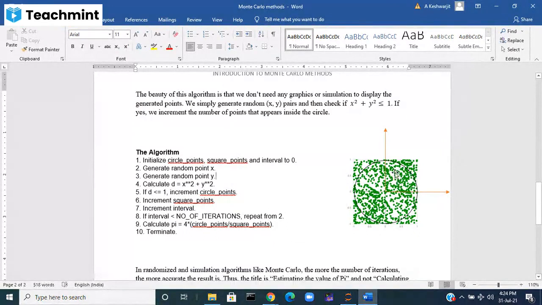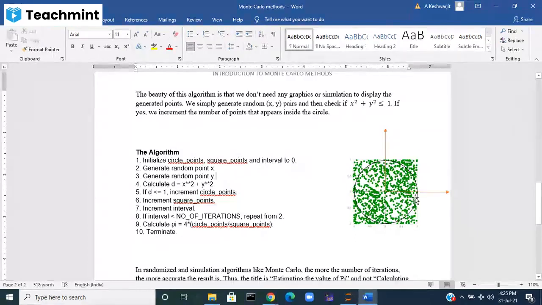Because this area is 1/4 the area of the circle, and the square's area is 1/4 times the area of the square. And so when we take the ratio of this to 1/4, 1/4, we get the area of the circle divided by the area of the square.